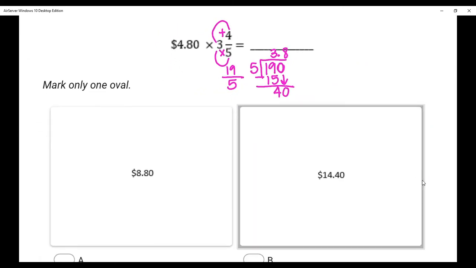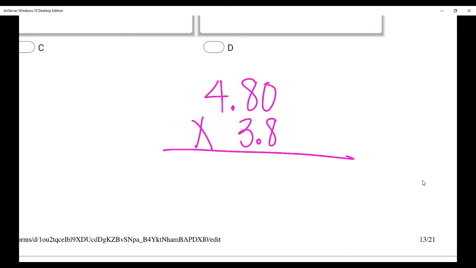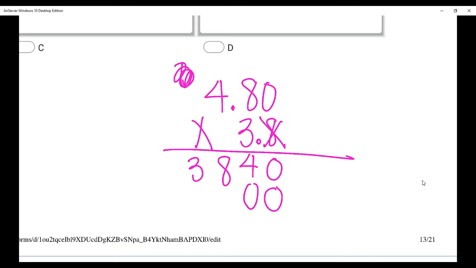So now I have $4.80 and 3.8. Okay, so 8 times 0 is 0. 8 times 8 is 64. 8 times 4 is 32, plus 6 is 38. Then I have to add my 0 placeholder. Scratch this off. 3 times 0 is 0. 3 times 8 is 24. 3 times 4 is 12, plus 2 is 14.